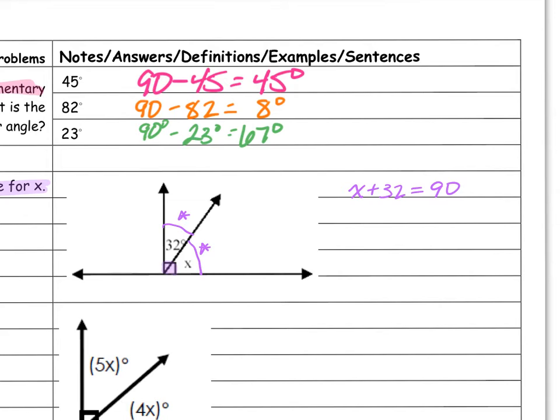Now I have an equation. I'm just going to solve it. So subtract 32. This looks exactly like what we did up here, right? Not too bad. So 90 minus 32 is 58. So x is going to equal 58 degrees. In this case, because x is by itself, this angle equals 58 degrees. Okay, now let's go on to the next one.